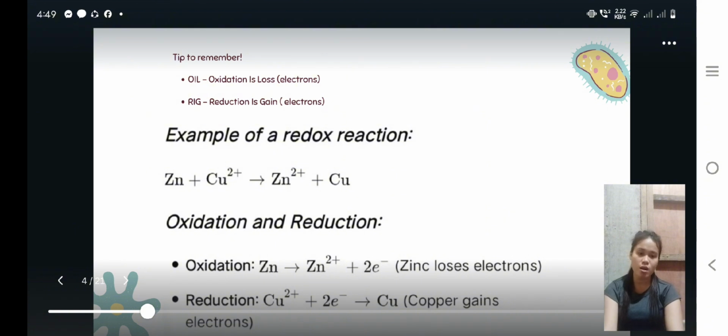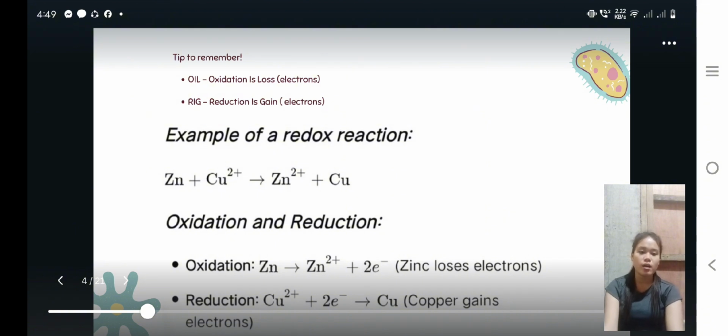So mas higher ang proton kaysa sa electron. Nag-lose siya ng 2 electrons. That's why it becomes Zn2+, because mas higher na ang iyahang proton kaysa sa electron. That's why it becomes Zn2+.